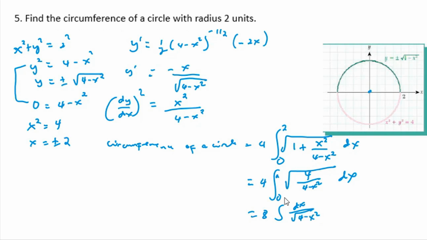This integrand looks familiar to us, and we can apply the arc sine. Therefore, integrating that one will give us now 8 times arc sine of x over 2, and this will be evaluated from 0 to 2. Evaluating that one using the fundamental theorem of calculus, it will give us now the final answer of 4 pi units. This is now for the circumference of a circle.